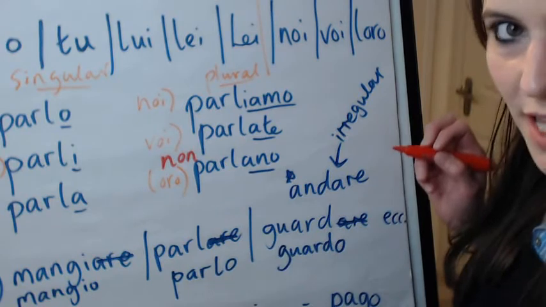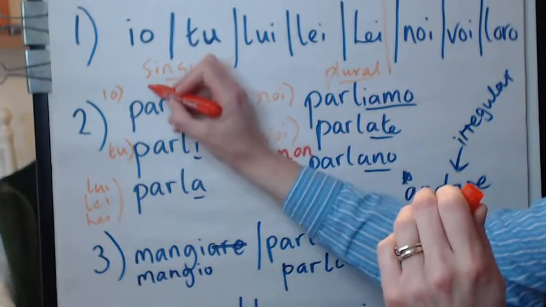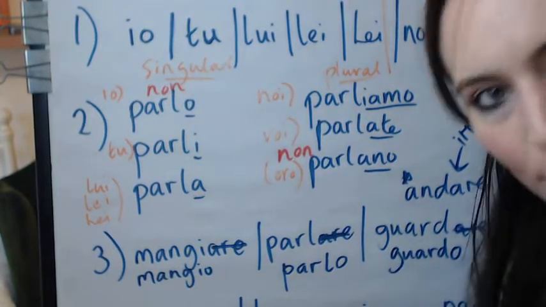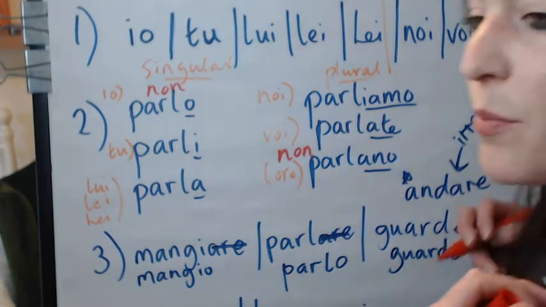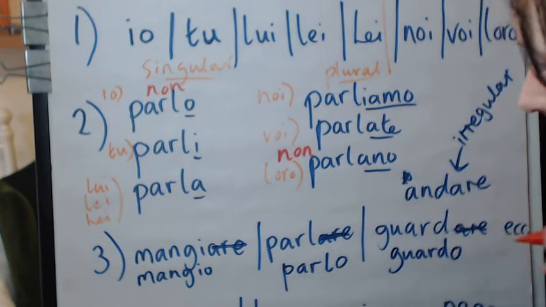Non parlano. They are not speaking. Io parlo. I'm speaking. Non parlo. I'm not speaking. Parlo italiano. I speak Italian. Non parlo italiano. I don't speak Italian. Okay.